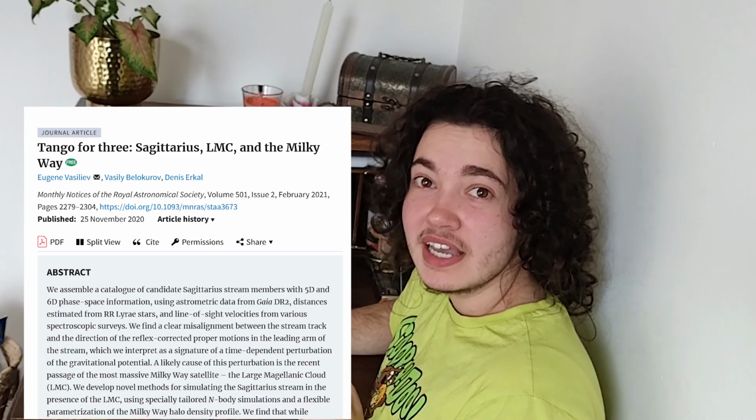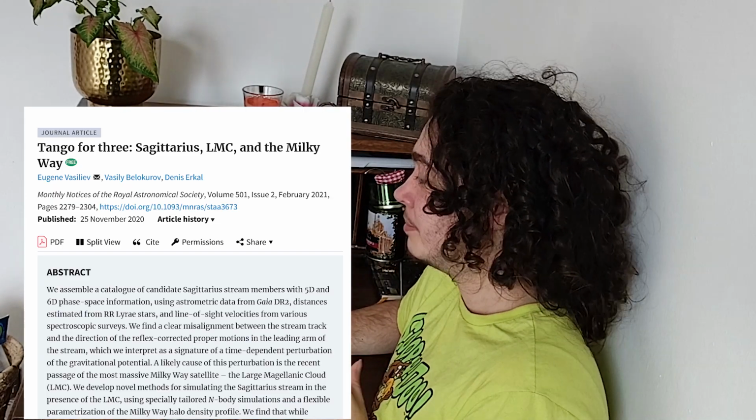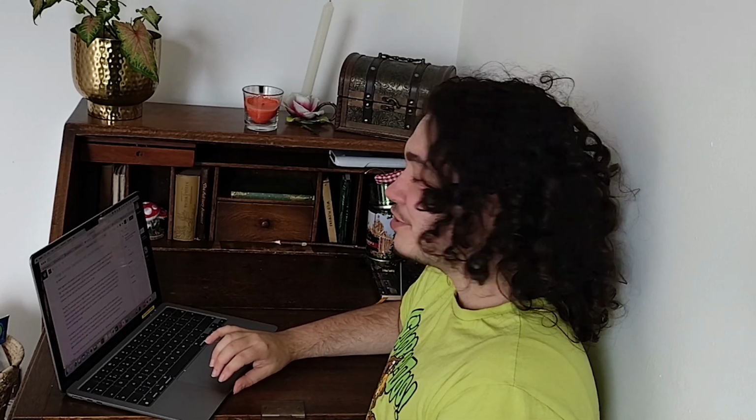So this leads on to our next paper quite nicely, which is Tango for 3, Sagittarius, LMC and the Milky Way by Vasiliev et al. He should have put LMC at the end, because then it could have rhymed. It would have been Tango for 3, Sagittarius, Milky Way and the LMC. That would have been way cooler, but regardless.